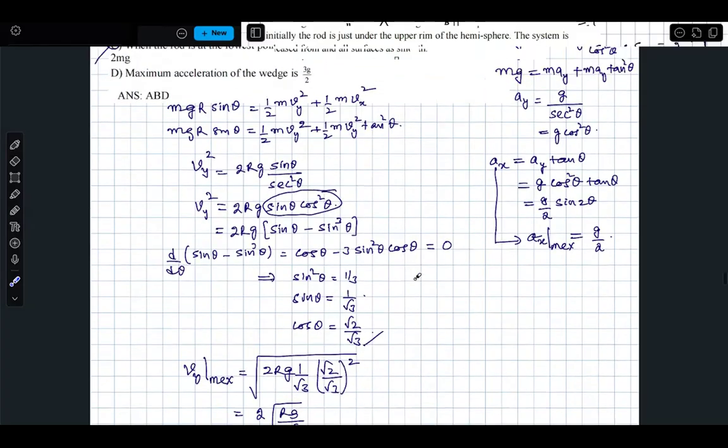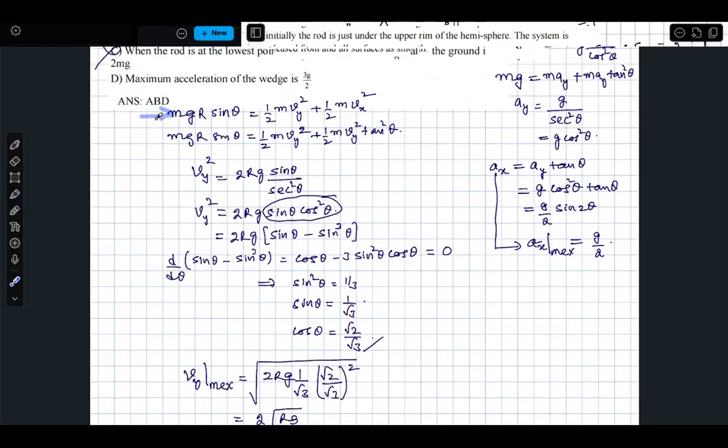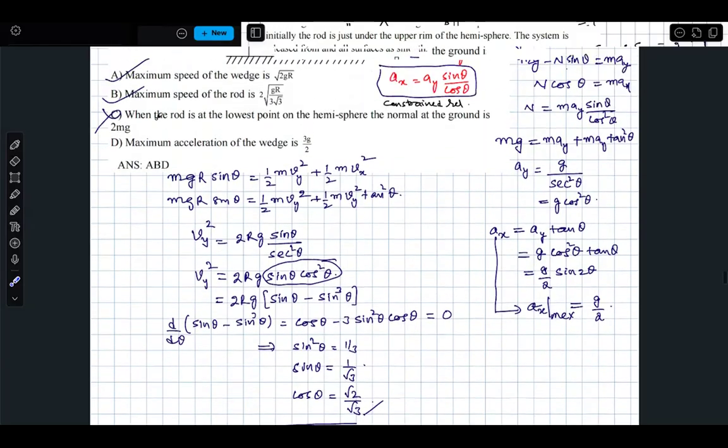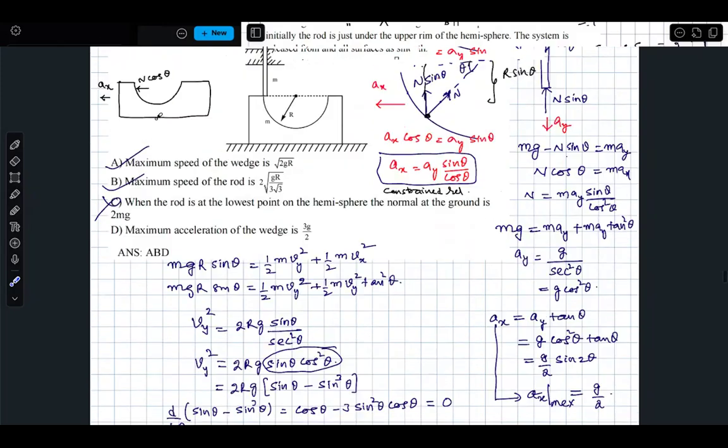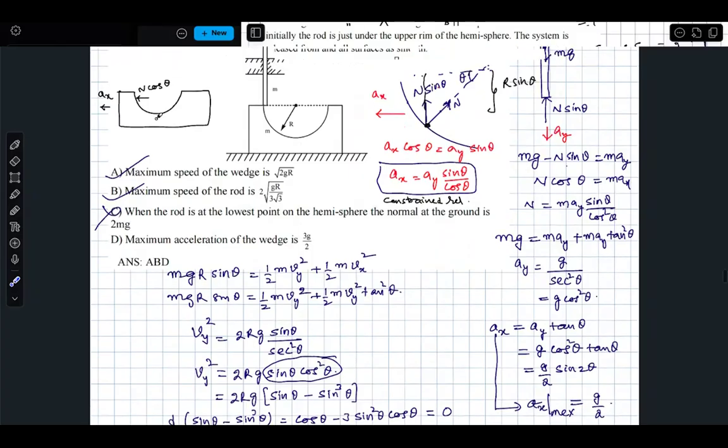So what is the first step? This is the first step: estimation of loss in potential energy. When will the speed of the wedge be maximum? Can you give me any guess? When will the wedge have maximum speed? When the rod comes to the bottommost point of the wedge. That is the maximum loss. And remember, at that instant, the rod won't have any velocity. So whatever the loss is, it is totally shared as kinetic energy of the wedge.